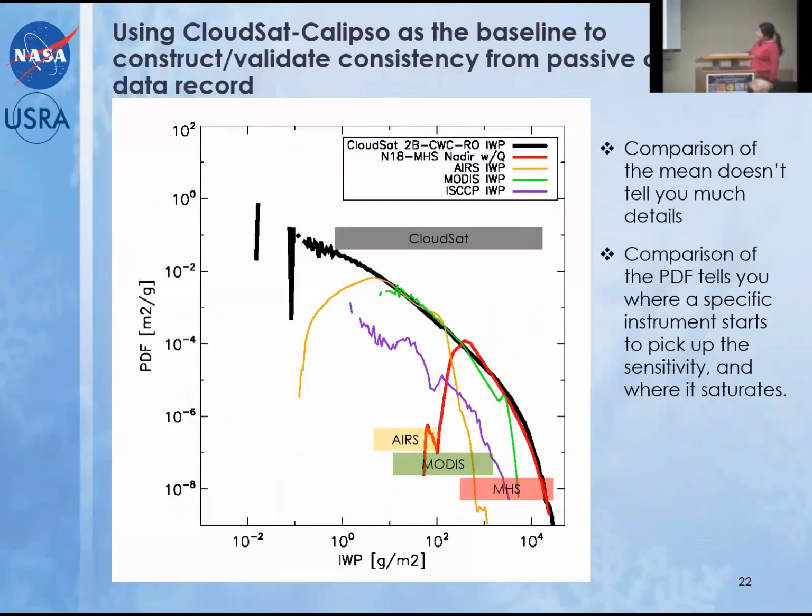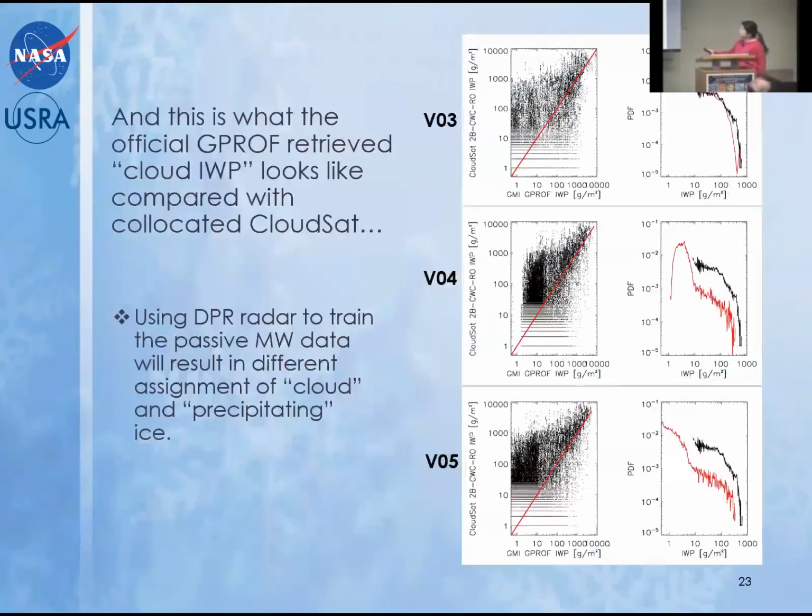Look at this. Here is the log scale, so ESCAPE is smaller by 10. So we expect our GPM retrieval would be something like this. I haven't done that yet, but I expect it. And this is what the current GPM retrieval, the GPROF retrieval, looks like. This is from version 3, version 4, and version 5.